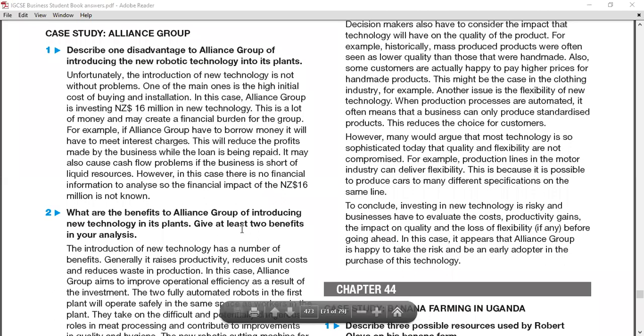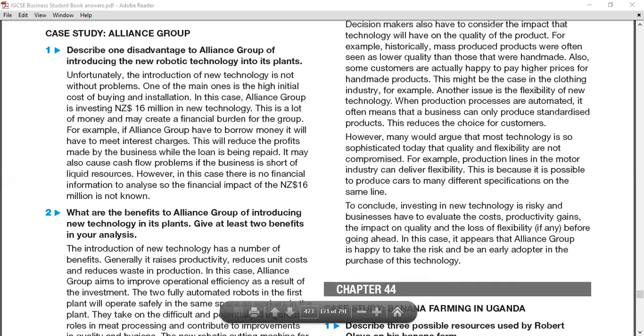It is not known. So this is a kind of 5-strand development answer, but in an examination with a describe question, like outline questions, there are 2 marks. So 2 marks is 1 disadvantage. For example, technology is expensive. In this case, the company Alliance Group has to spend 16 million New Zealand dollars. That is enough. But here they develop it further, as a result of this happened. We can see about 5-6 sentences for the 1 disadvantage, right?